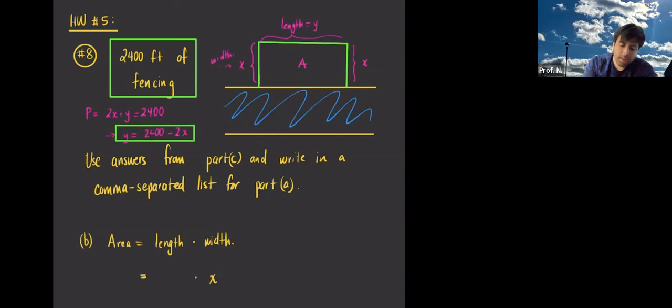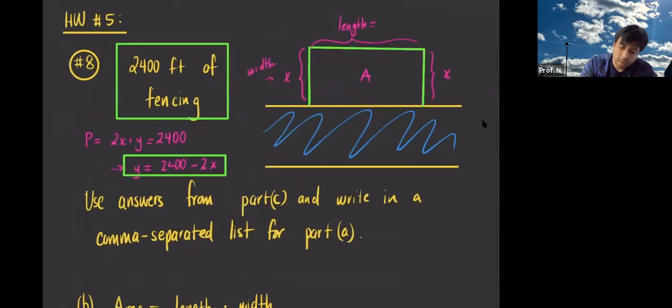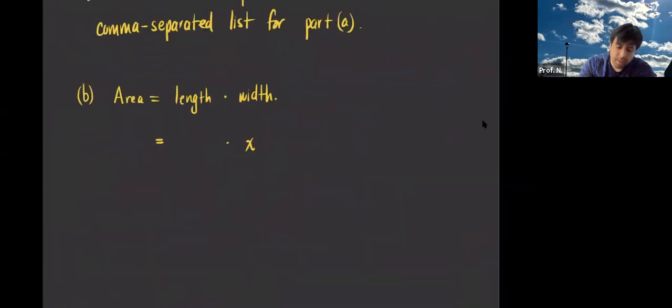So I can say now that this guy here is really what? It is 2,400 minus 2x. And now I can replace it here. So this is 2,400 minus 2x, and if I multiply that by x, that gives me my area. And that's A of x. And of course, we can write this as an area, a function in terms of x. And this is what I'm after.